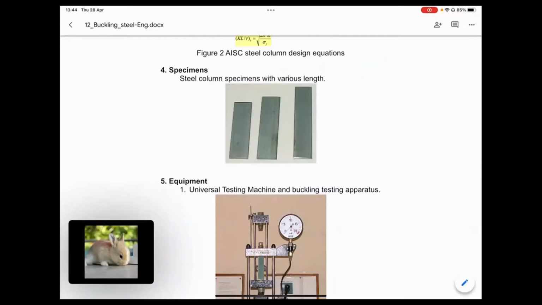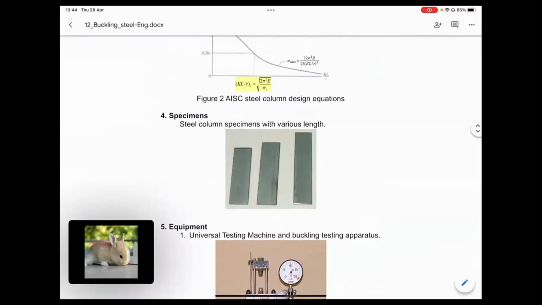Okay, so we have the specimens like this. We have 3 or 4 steel columns. Assume that these are steel columns with different lengths, which refer to different slenderness ratios.